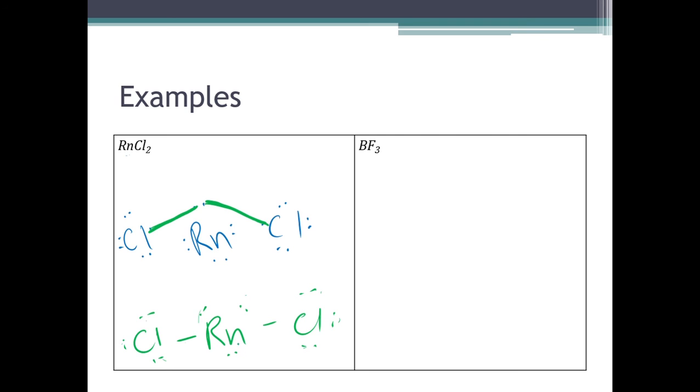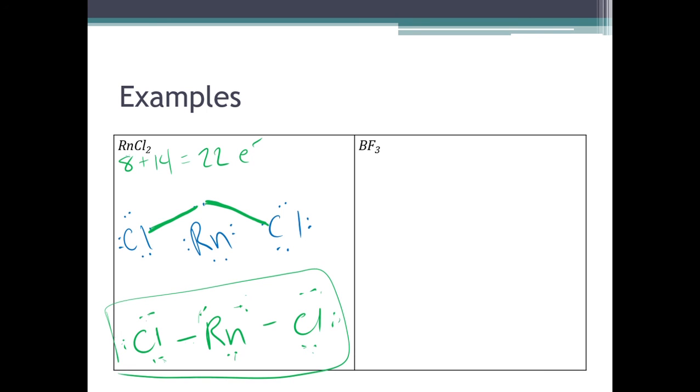So the last thing to check for is to make sure we've used the correct number of electrons. We should have 8 from radon plus a total of 14 from our chlorines to give us 22 electrons. And we have used 2, 4, 6, 8, 10, 12, 14, 16, 18, 20, 22. So we're all set, and this is what our structure should look like.